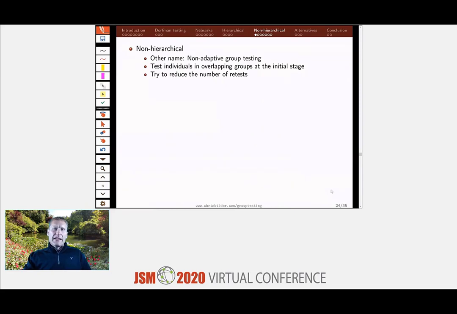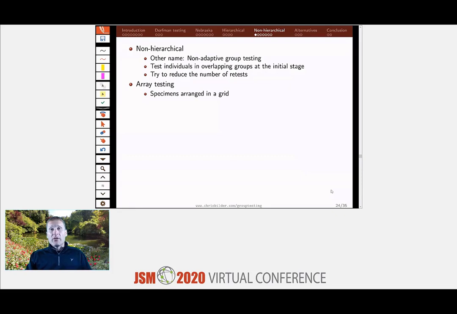Basically, this is a way to do group testing where we test individuals in overlapping groups at the initial stage. So an individual could be represented in two, three, four groups. The whole purpose is to try to reduce the number of individuals that need to go to a second stage of testing from a particular group testing algorithm. By testing overlapping groups, you can figure out who's positive and who's negative, and then you might have to go on to a second stage to further decode the positives and negatives.